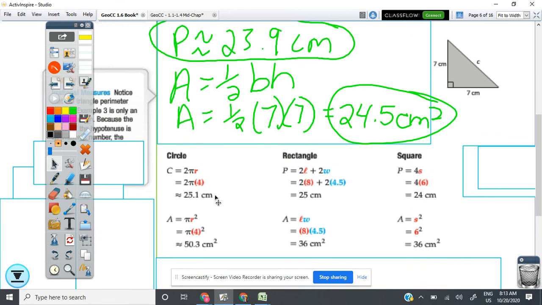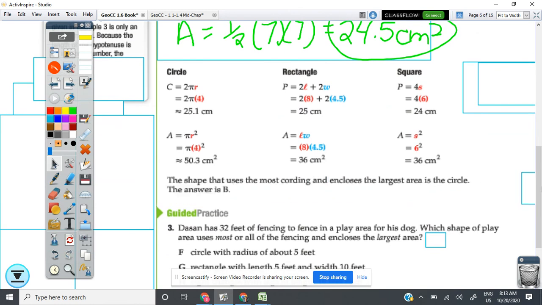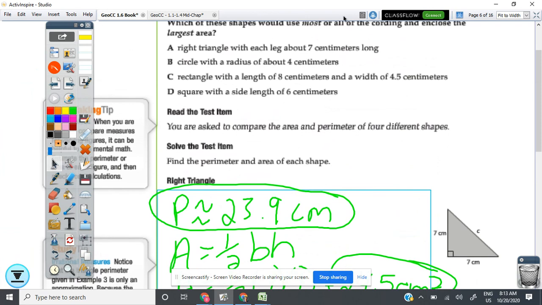So this one here uses the most cording with 25.1. It also has the largest area, with the 50.3. So therefore, your final answer would be the shape that uses the most cording and encloses the largest area is the circle. The answer would be B. B comes from up here where it gave us multiple choice. Circle with radius of about 4.